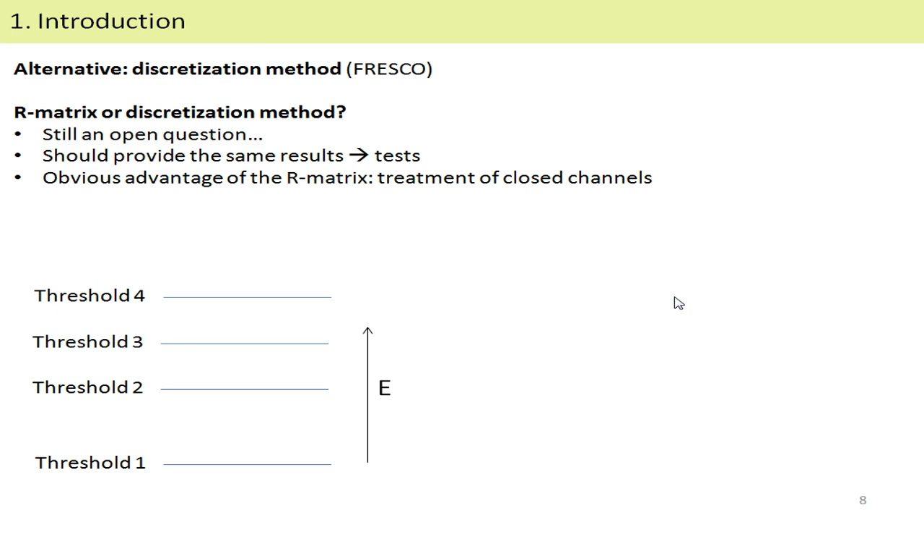Okay, so you have heard about an alternative method, which is a discretization method. So if you don't want to use the R matrix, you can use the Numerov algorithm, and this is used by Fresco that you have used before.